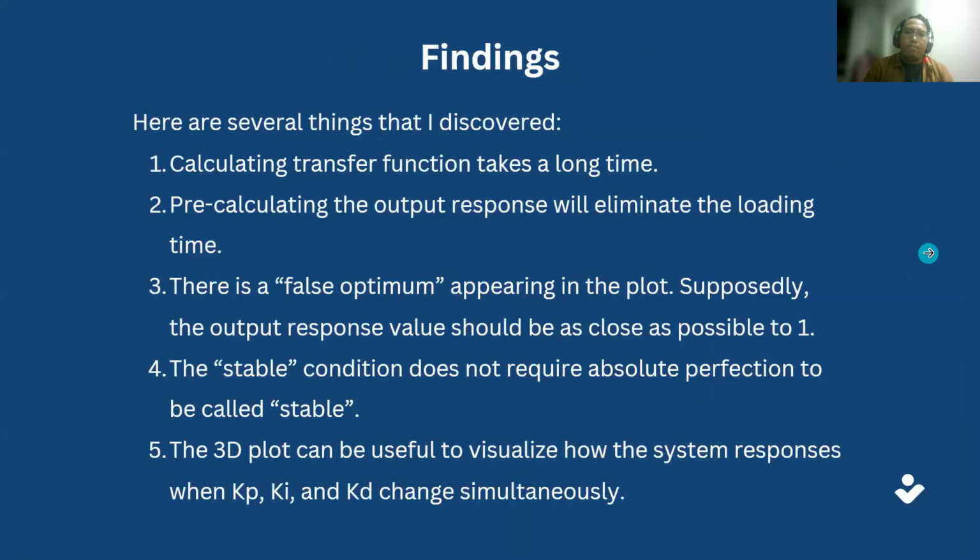So how's the outcome? Well, here are several things that I discovered. The first one, calculating the transfer function takes a long time. Secondly, pre-calculating the output response will eliminate the loading time. There is a false optimum appearing in the plot. Supposedly, the output response value should be as close as possible to 1. The stable condition does not require absolute perfection to be called stable.